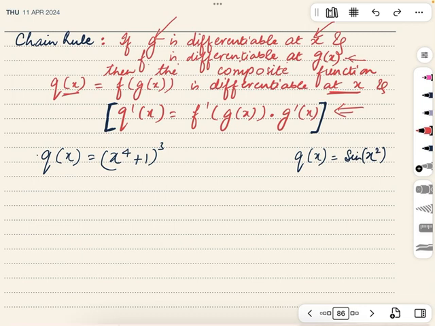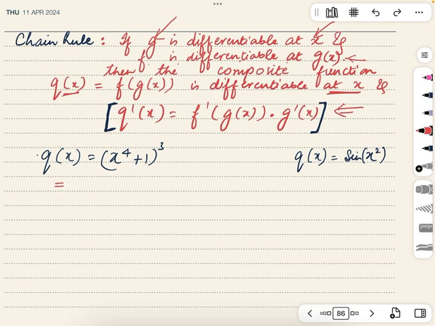That means differentiation of f of g of x and then differentiation of the inside function g of x, right? So now I'm still going to check the chain rule for this function also, which is x to the power of 4 plus 1 to the power of 3.